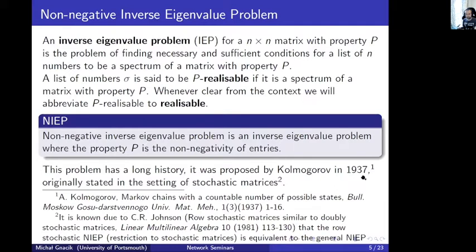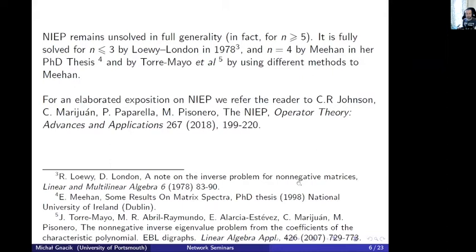This is why I put this non-negative inverse eigenvalue problem as the first one mentioned, as there is this equivalence for the stochastic case. Okay, and this problem is really difficult, and it's still unsolved in full generality. This is what probably is shocking. It was shocking to me when I discovered that, yes, it is really difficult. In fact, if your matrix is greater than 2 by 2, it's already non-trivial. So it remains unsolved in full generality.